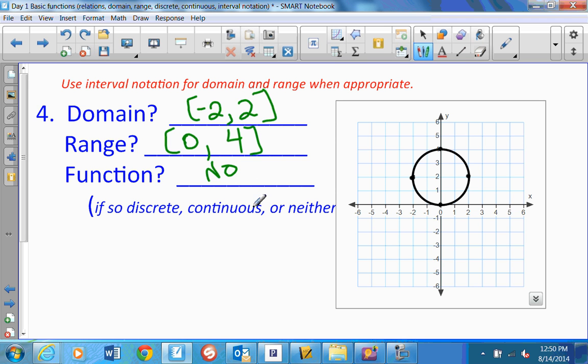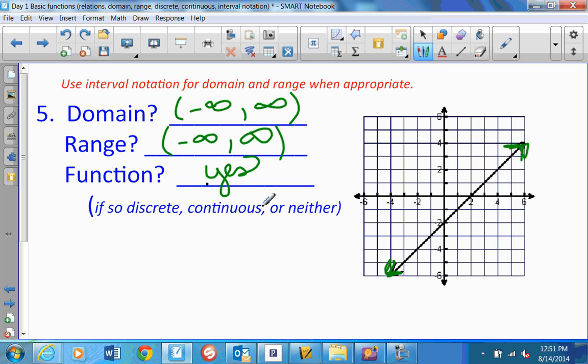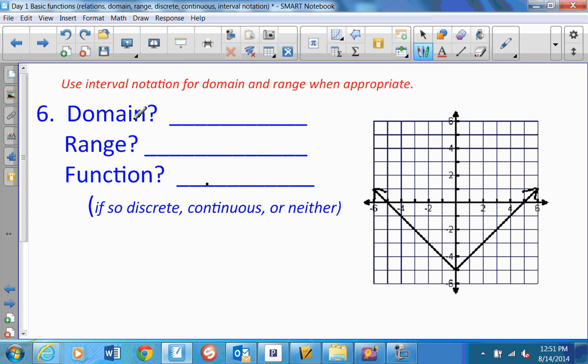Domain. Now domain is your x's. This is going to go to the left forever and to the right forever. There you go, -infinity to infinity. Range? Function? Continuous, right? Yep. All right, you're doing great. Domain?